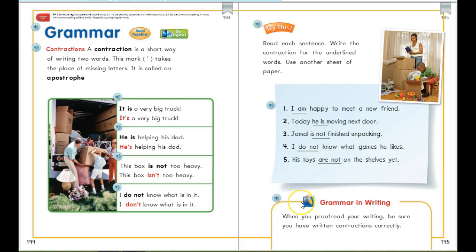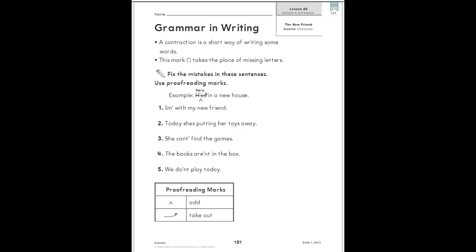Our grammar and writing tip is that when you proofread your writing, be sure you've written contractions correctly. Because we need to practice writing contractions in our writing, we're going to practice using some sentences that have mistakes. And we're going to use the proofreading marks. The caret is to add, and the squiggly is to take out. Here's our example. They wrote this contraction H apostrophe ES, and we know that's not right. So we need to cross it out, make a caret, and add the right way to write that contraction on the top. All right, so that's what we're going to do.